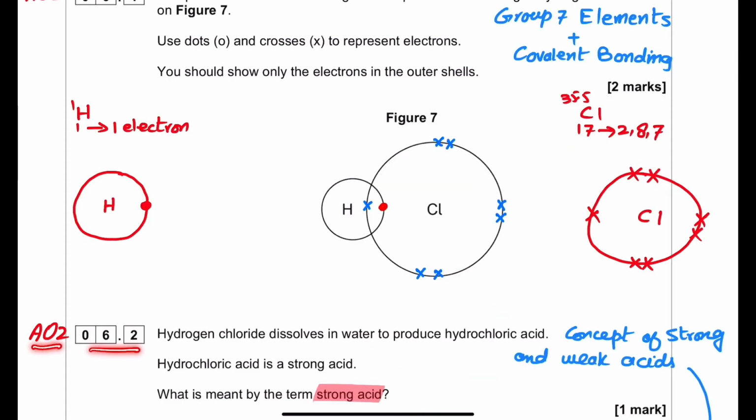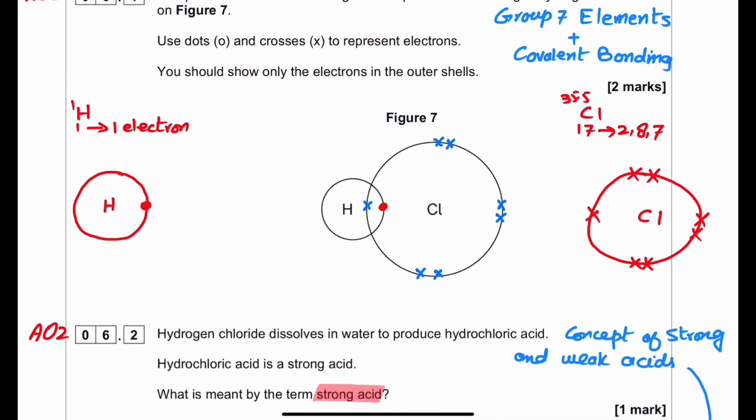6.2 is an AO2 question. It is an application based question. The student needs to apply their knowledge. Hydrogen chloride dissolves in water to produce hydrochloric acid. So when we take HCl gas, when it dissolves in the water, the solution is called hydrochloric acid. Hydrochloric acid is a strong acid. What is meant by the term strong acid?